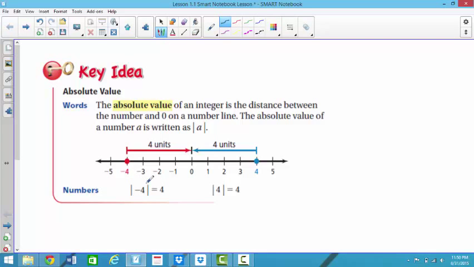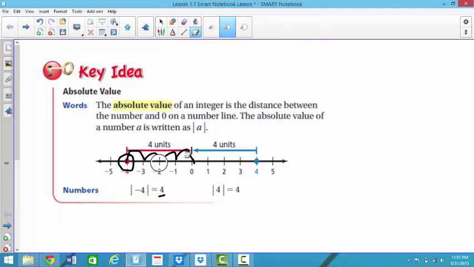When you have the absolute value of -4, what you're doing is looking for the -4 on the number line, and then counting how far away that -4 is from 0. So it's 1, 2, 3, 4. So the absolute value of -4 is 4, because it's 4 numbers away from 0, or 4 hops, or 4 spots, or 4 spaces away from 0.